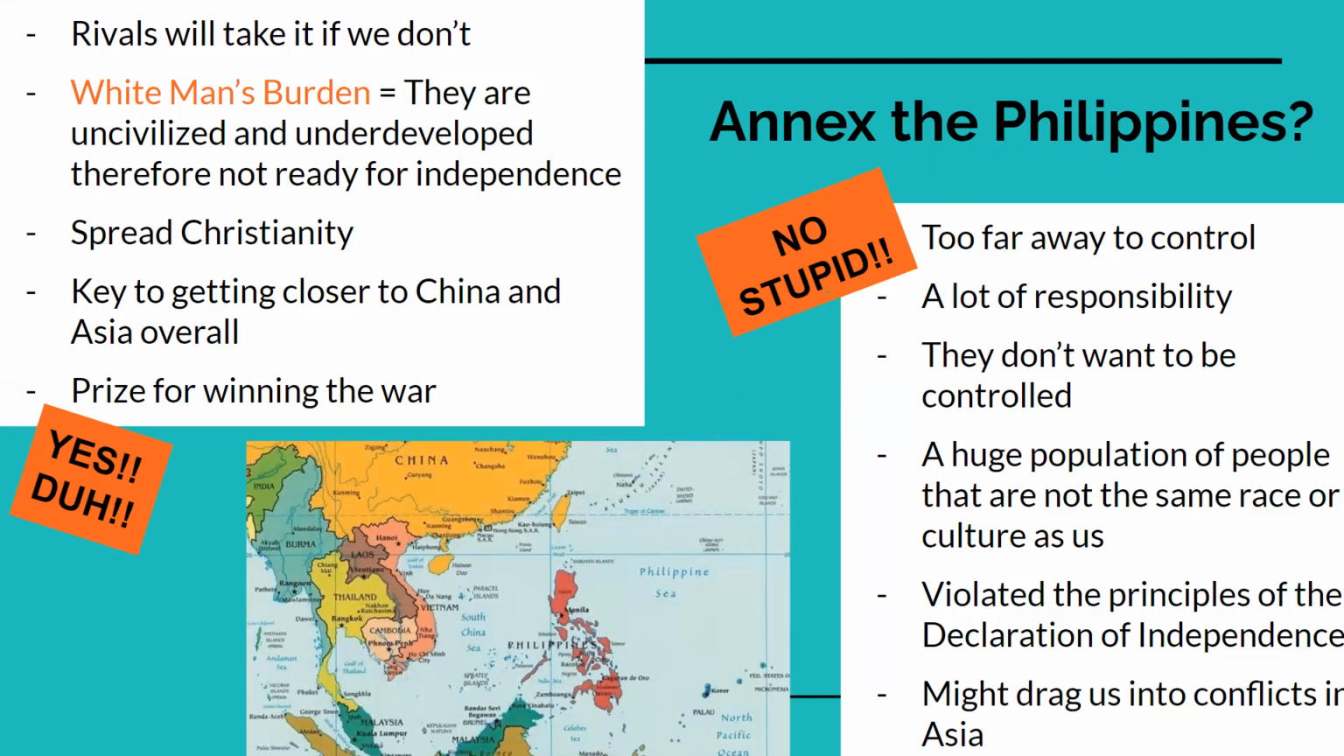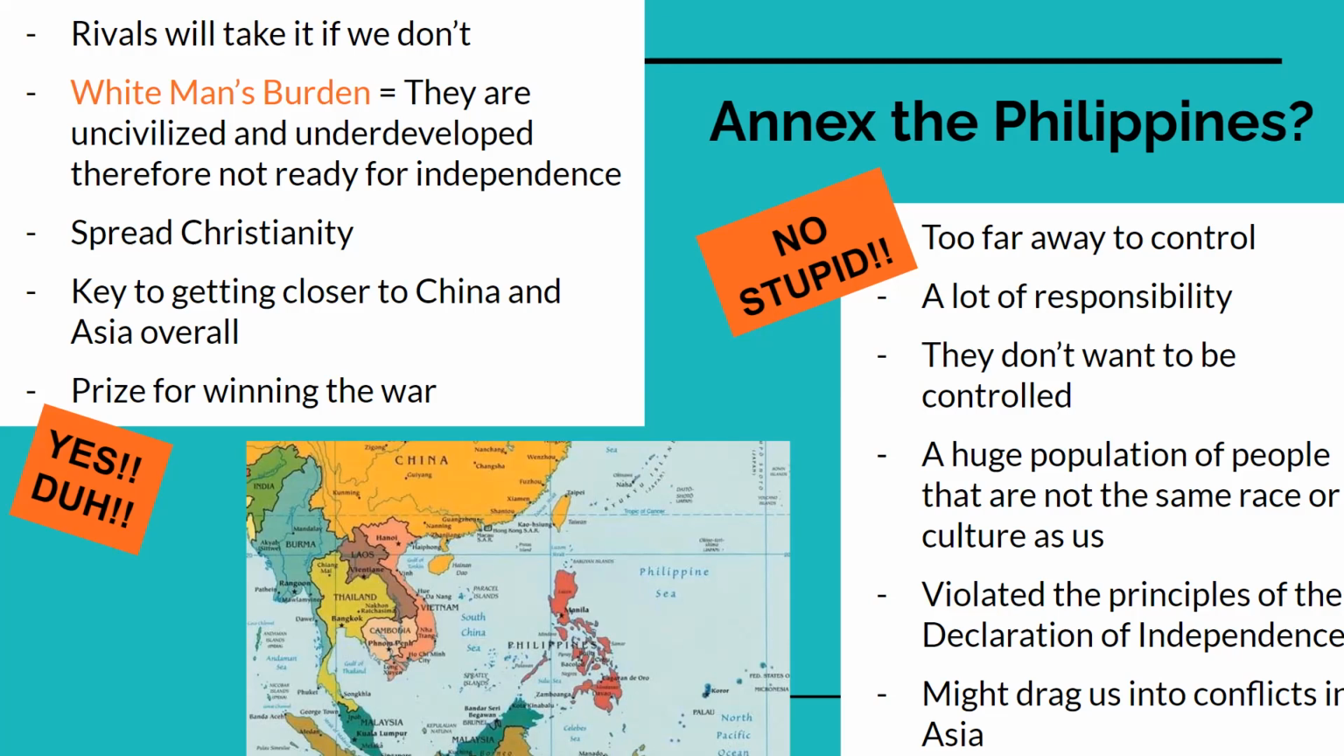But other arguments for the pro side, we say that rivals would take it if we don't. It allows the missionaries to continue to spread Christianity. The proximity will help us get closer to China and Asia overall for trade. And it's a prize for winning the war, so why not? But on the no side, it is too far away to control. As you could see from the map, that is very costly in terms of maintaining authority over a place that's literally on the other side of the world, as far from us as it could possibly be. So that's a lot of responsibility.